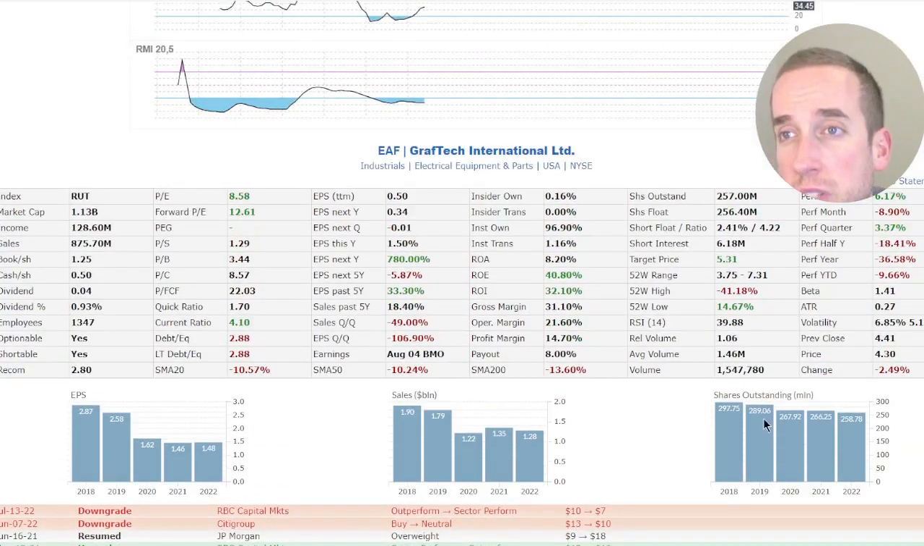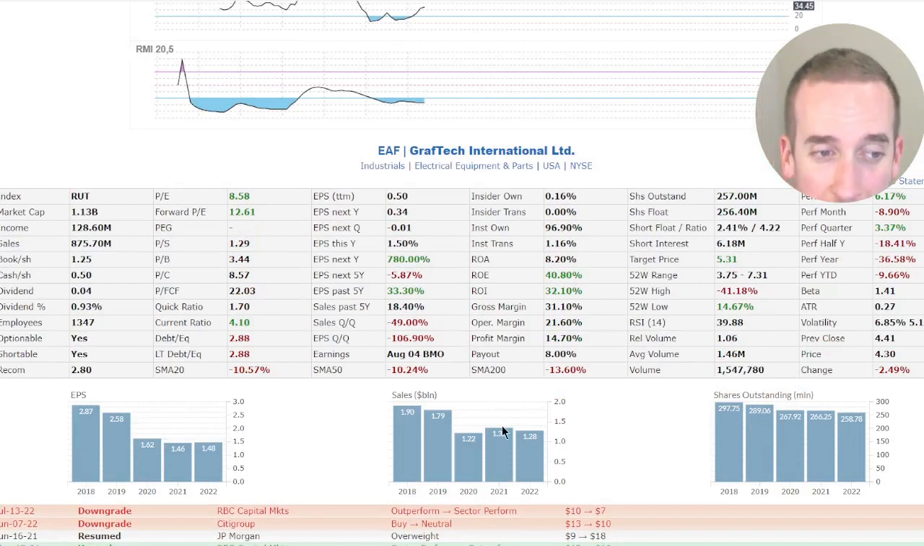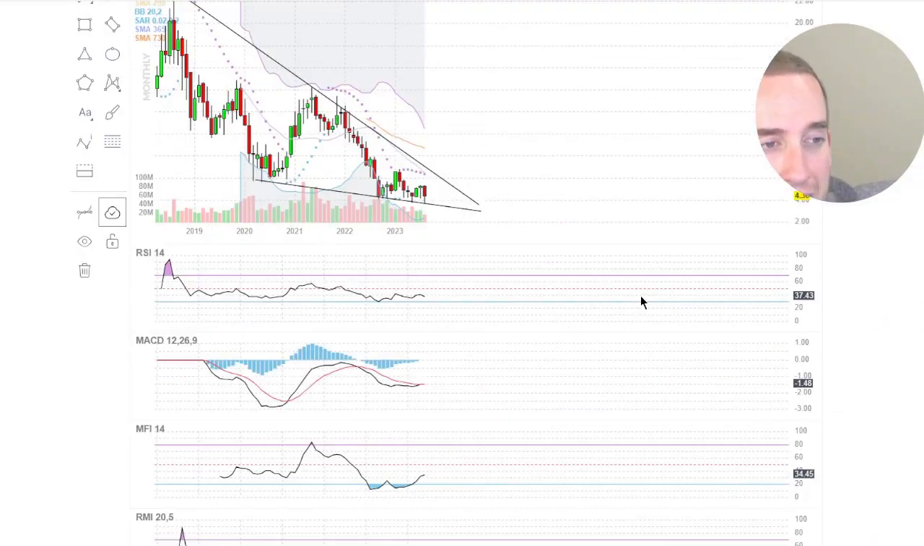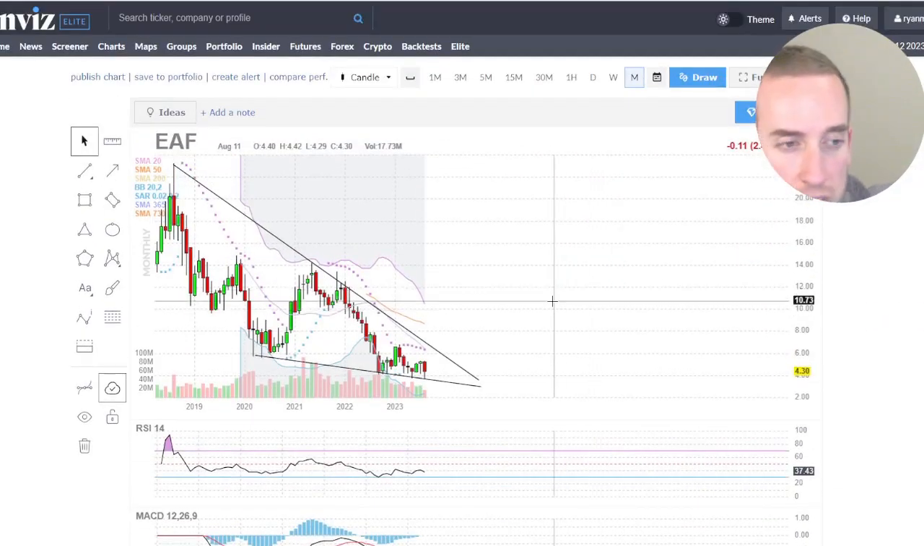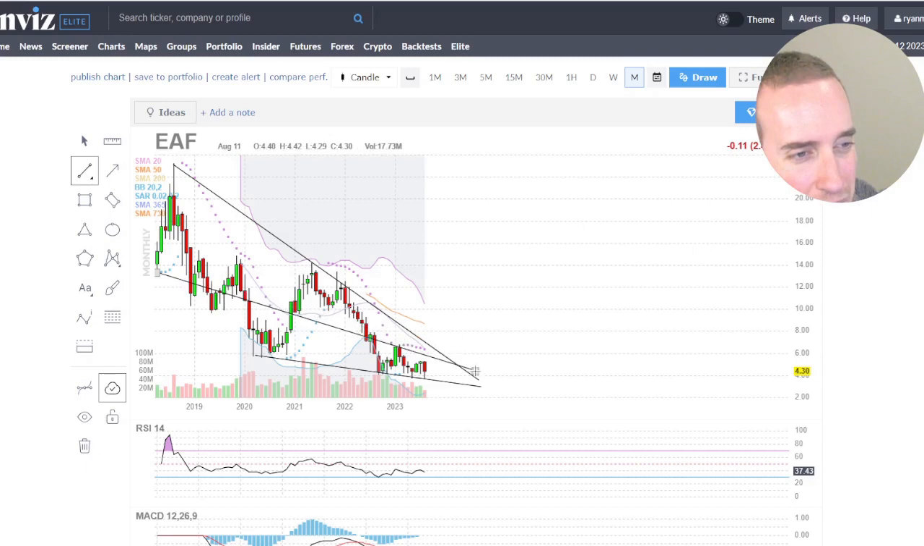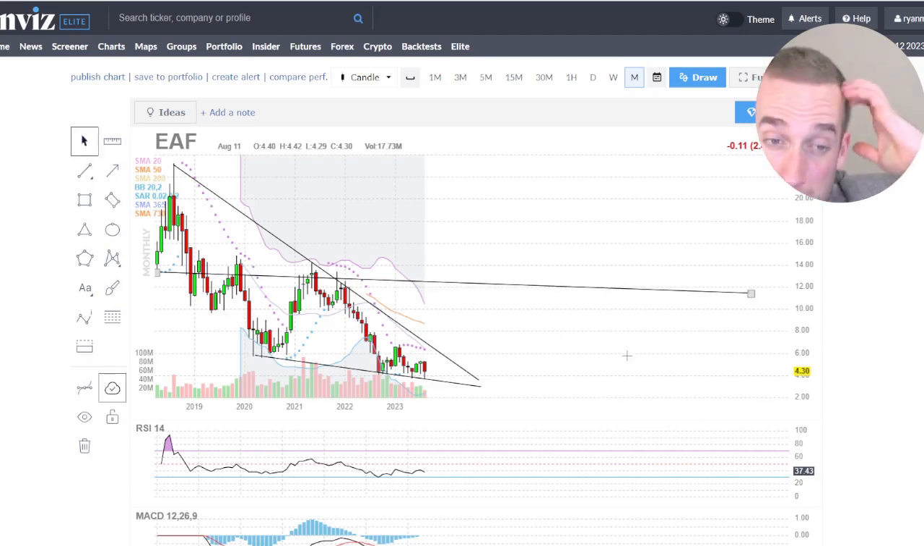There is continuing interest. As we can see, the shares outstanding are naturally just dwindling down. Sales are continuing to go down as well. I think I would wait a couple more months on this one. Let's add another line here. I would wait.